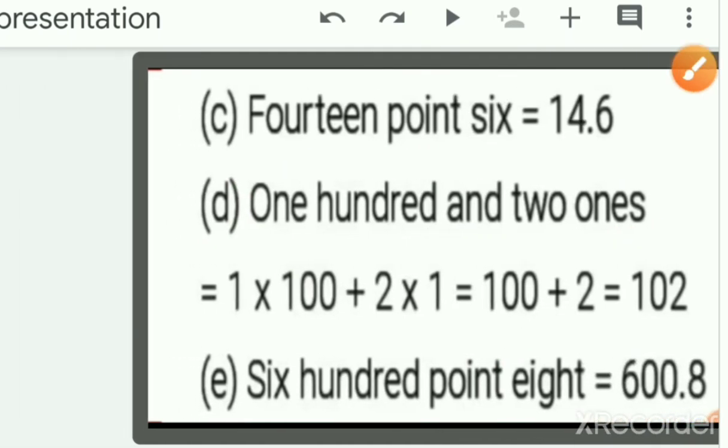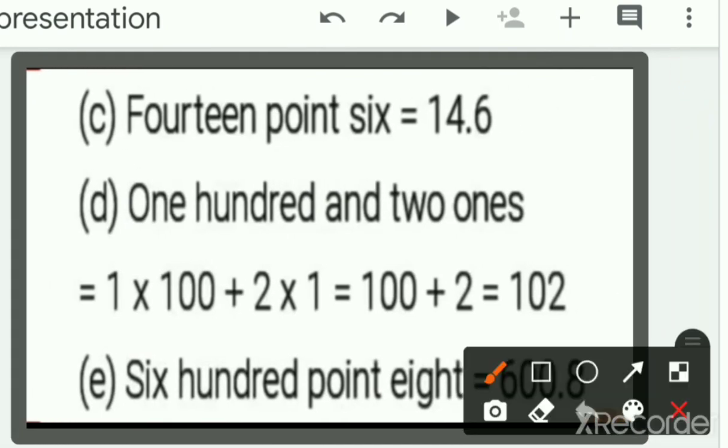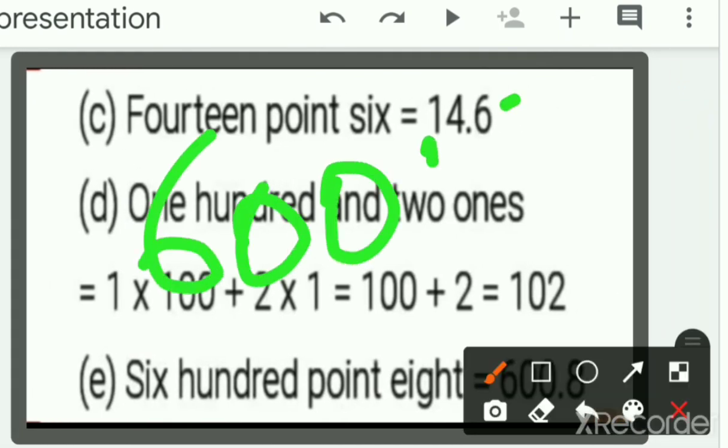Same way it is given 600.8. 600 and after that point and 8. In simple language it is saying that.